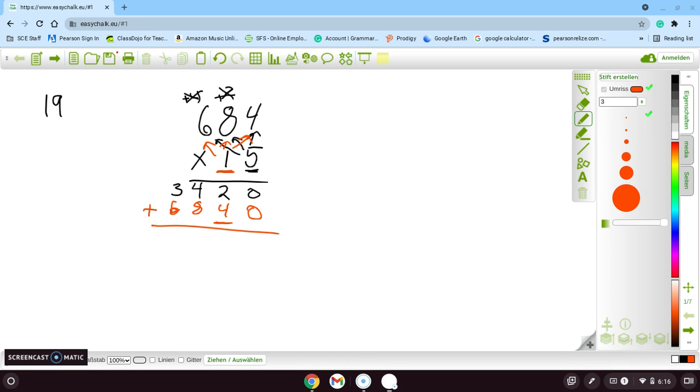And so I'm just going to add these up because I'm finished with my 1 now. I have both of my partial products because I only have 2 digits. And so I'm ready to add. 0 plus 0 is 0. 4 plus 2 is 6. 8 plus 4 is 12. I'm going to regroup it. 6 plus 3 is 9. Plus 1 is 10. So my answer is 10,260.